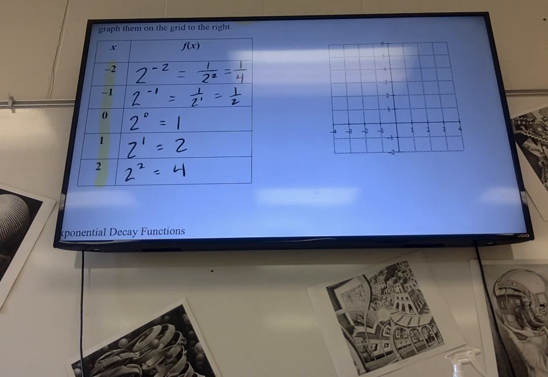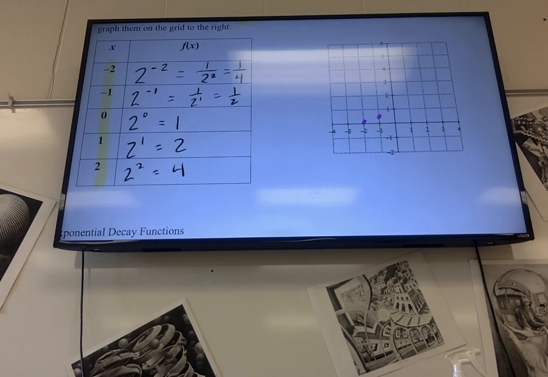So x is negative 2, y is 1/4. X is negative 1, y is 1/2. 0, 1. 1, 2. 2, 4.